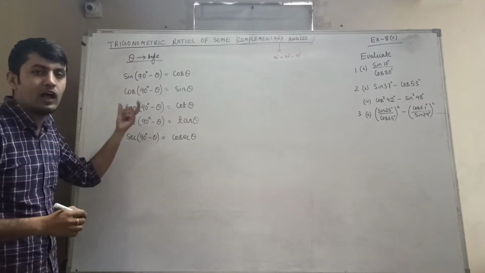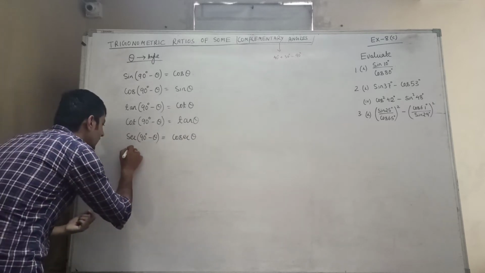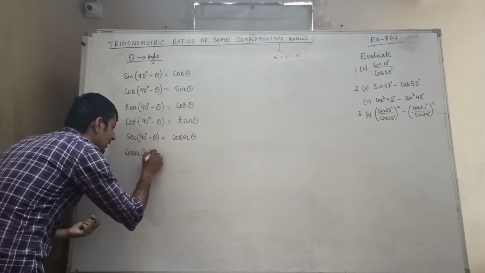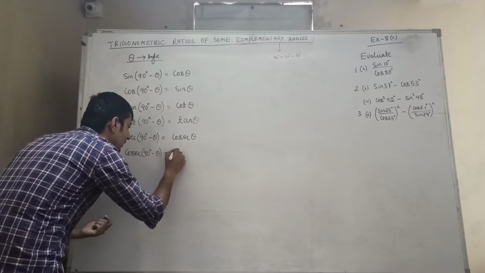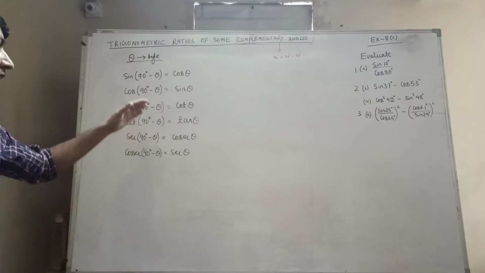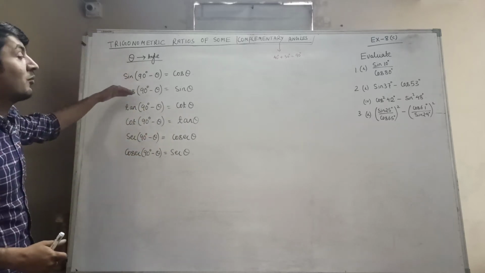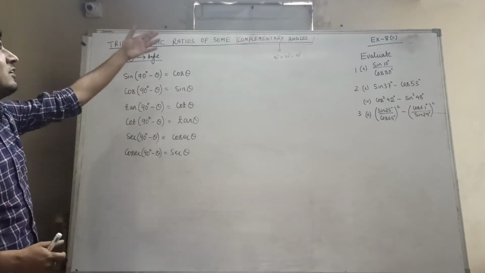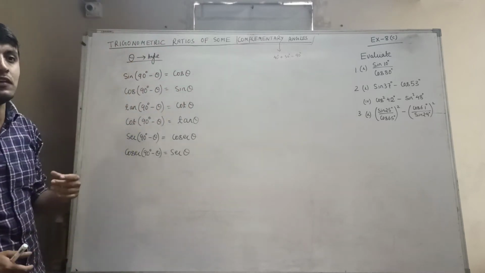And finally the last one. Cosec of 90 minus theta is equal to sec theta. So these are the six trigonometric ratios of some complementary angle. Complementary angle means I am using my 90 degree.